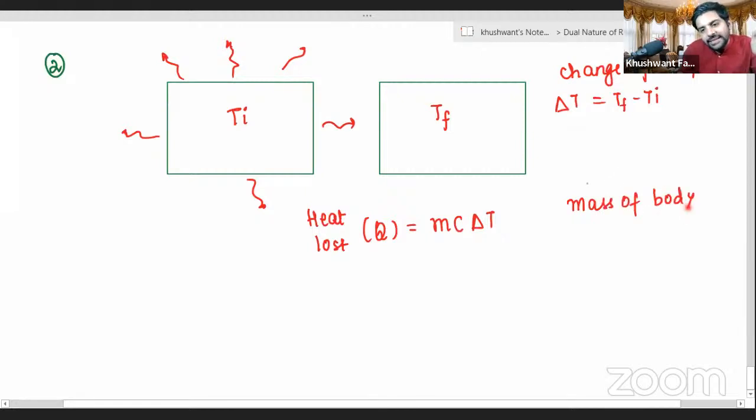Similarly, delta T is the change of temperature, which we have already seen. C is the new variable that comes into play. This is one of the major variables in this entire concept of calorimetry. This is called specific heat capacity. In many books this is also written as specific heat. You all will write specific heat capacity, okay?